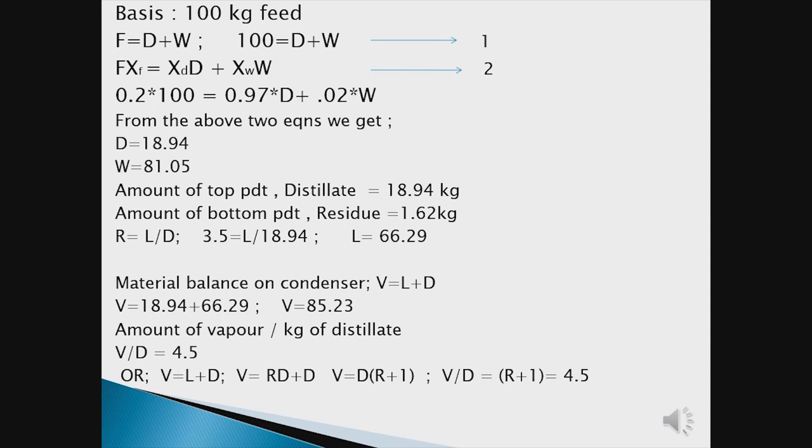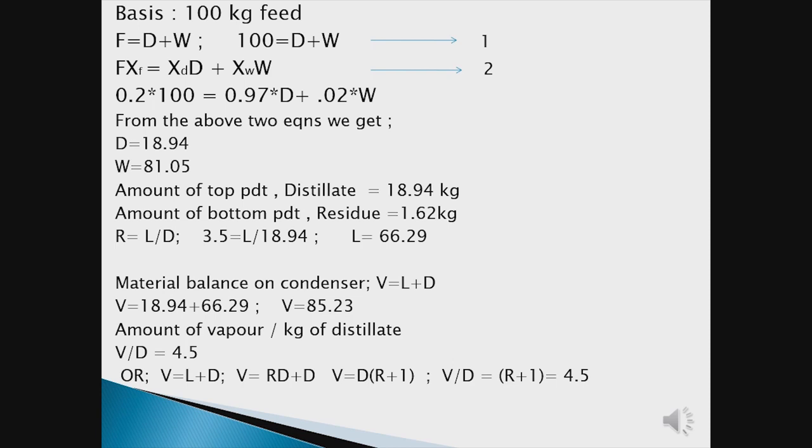So taking the material balance at the condenser, we get V equal to L plus D. We know L is equal to 66.29 and D equal to 18.94. We get V equal to 85.23. That is the amount of vapor equal to 85.23. And in the question, we have to find the amount of vapor per kilogram of distillate.